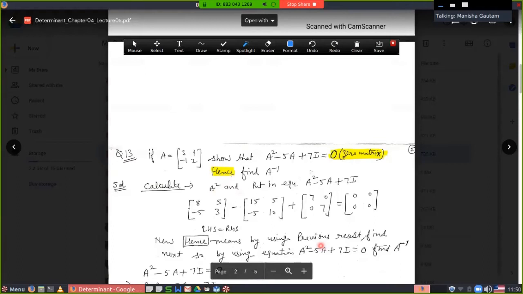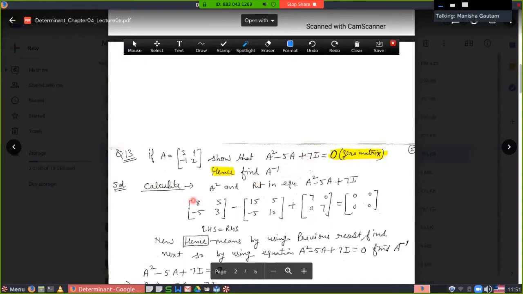Now take this question 13. Let the matrix A have elements 3, 1, minus 1, 2. Show that A square minus 5A plus 7I equals 0, where 0 means the zero matrix. Hence find A inverse. This is the third way to get the inverse. Hence means use this equation and find the inverse. Hence means, in general, use the previous result and find the next result.